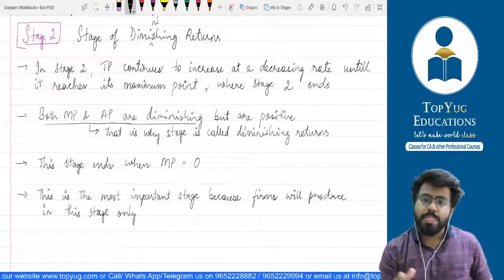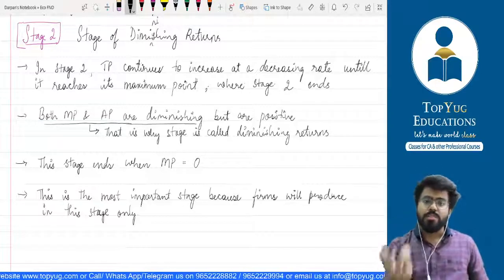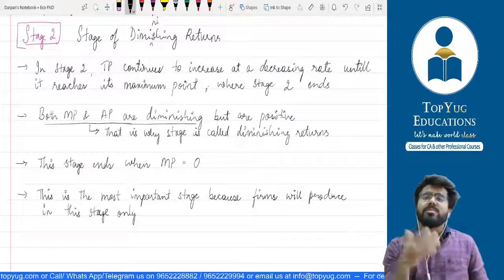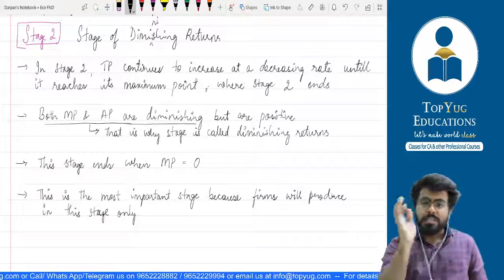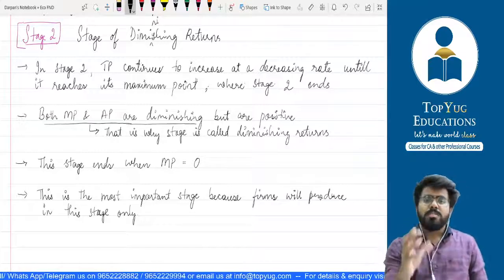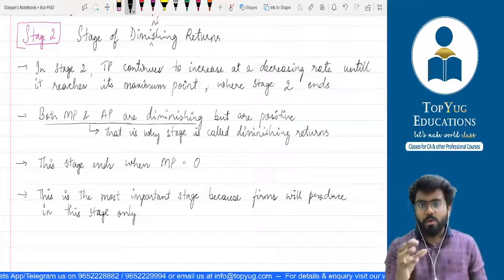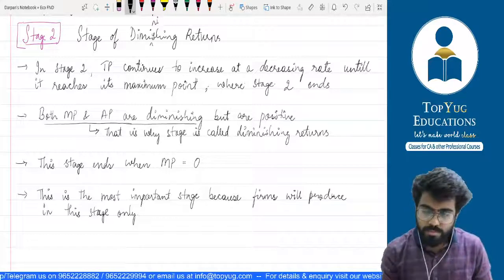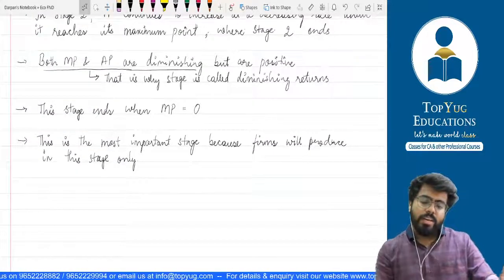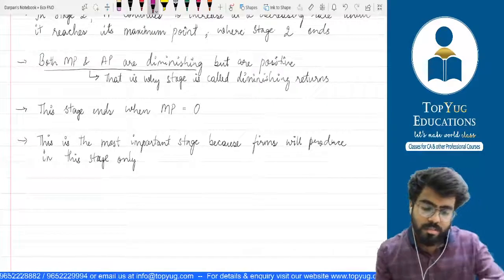So what is stage 2? This is the stage of diminishing returns, where AP and MP both are diminishing. And that is why this is called diminishing returns. TP is increasing but at a diminishing rate. When does this stage end? This stage ends when MP is equal to 0 or when TP is at maximum. Correct? Next heading, explanations or reasons.